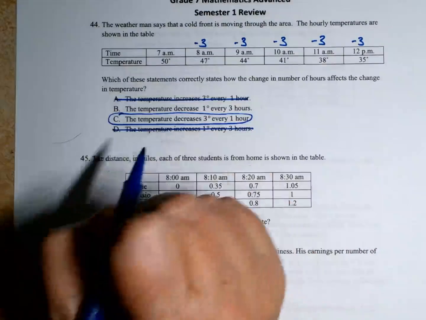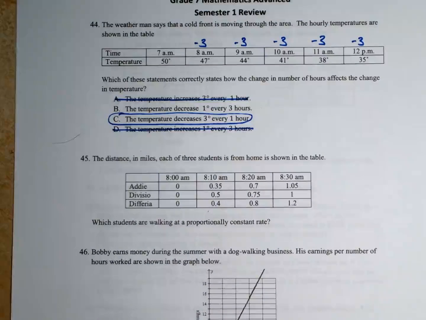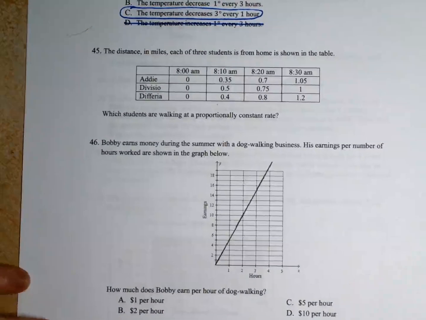It's going down 3 degrees every hour. Ugh, that's still cold. It shouldn't be colder at noon than it was at 7 o'clock when you got up. This is why we live in Florida and not where it snows. Just saying. All right, number 45.